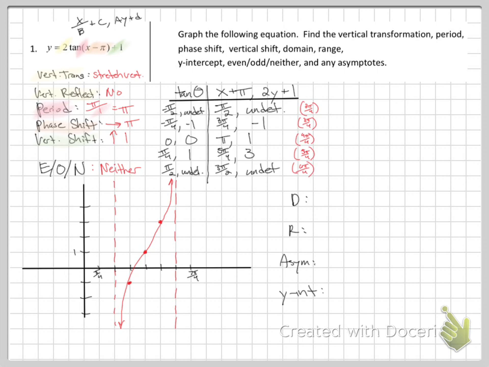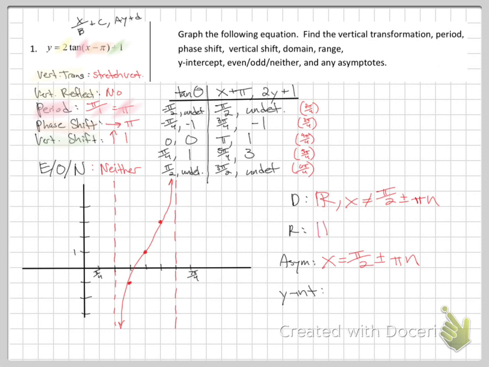So asymptote first. My asymptote, my first undefined, I like to use the left one, you could use either one, is that x equals pi over 2, but it repeats every period. Remember, the period answer up here for this one was pi. So plus or minus pi n to say that it keeps repeating every period. So the domain is all real numbers except for those. X cannot equal pi over 2 plus or minus pi n.